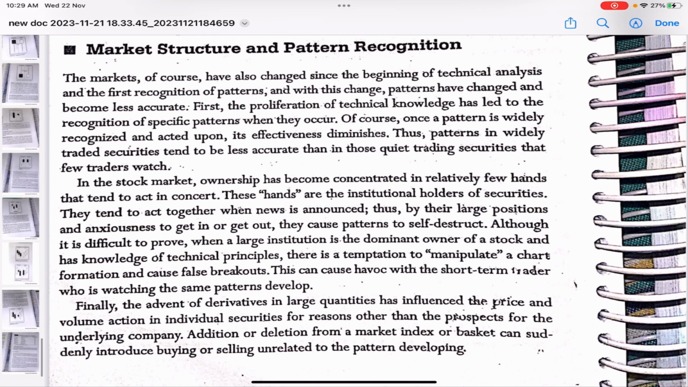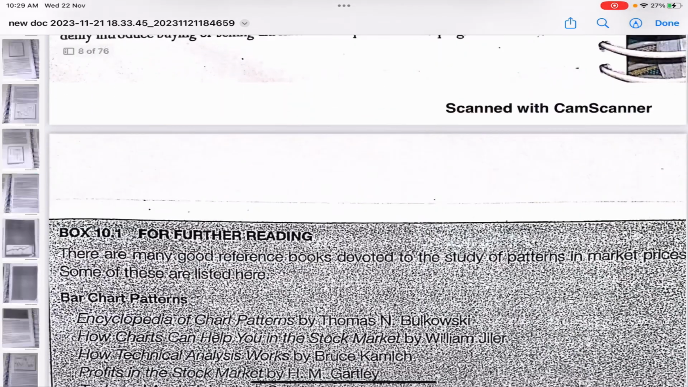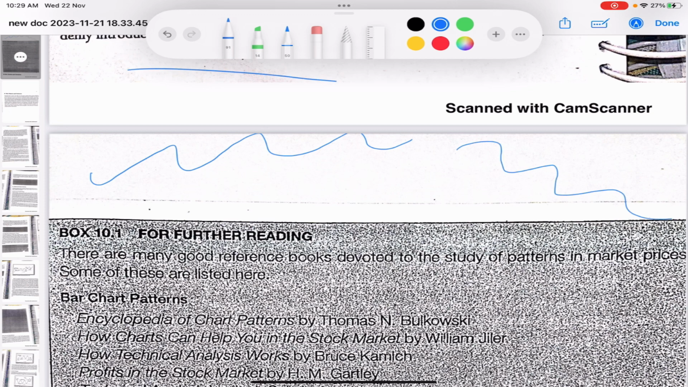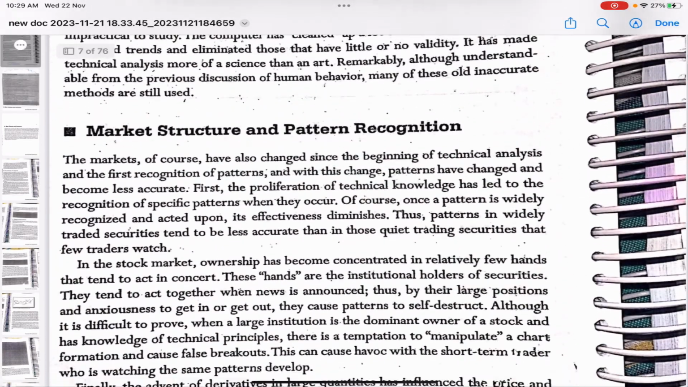Okay, now we come to the market structure and pattern recognition. So, market structure in basic, I think you all must be aware that this is an uptrend, this is a downtrend, and this is a sideways trend or a range bound market. These are swing high, swing low, swing high, swing low, swing high, swing low, swing high, swing low, swing high, swing low. So I think these are the basic things which you already know.